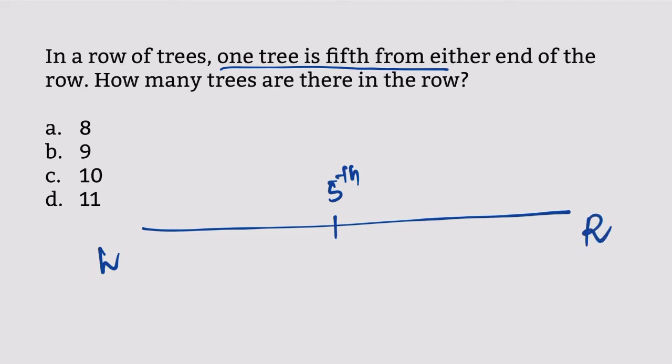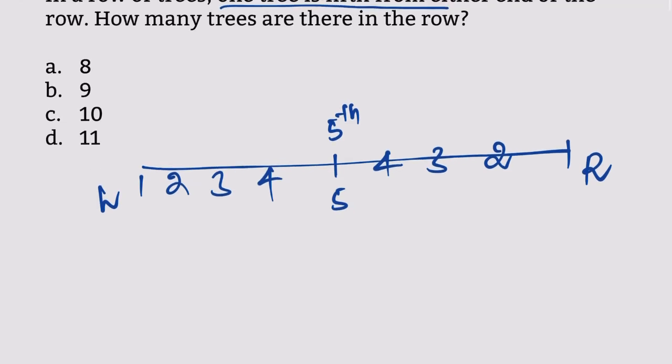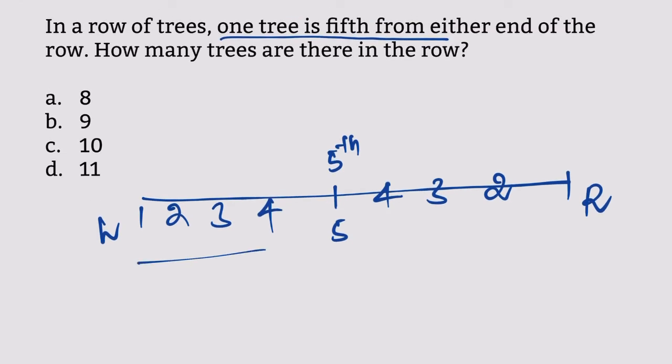Let's start counting from the right hand side. 1, 2, 3, 4 and 5. So there are 5 trees from this side. Likewise, let's start counting from the left hand side as well. 1, 2, 3, 4 and once again this is the fifth tree from the left hand side as well. So in total how many trees do we have? 4 plus 1, 5, and plus 4 once again. So in total we have 9 trees here.